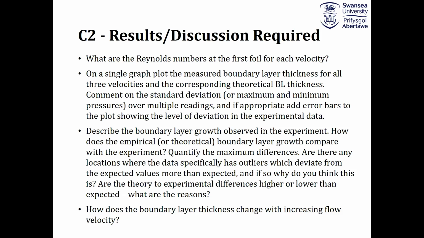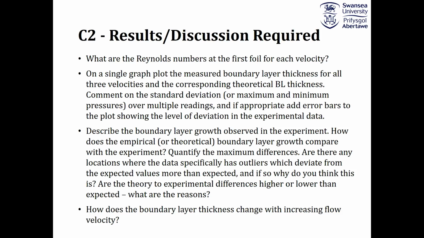Second to last bullet point, describe the boundary layer growth observed in the experiment. So describe how the growth is, where it transitions, and so on. How does the empirical or theoretical boundary layer growth compare with the experiment? Do they match up quite well? Are they quite widely different? And if so, why is that? Quantify the maximum differences, so in terms of a number or a percent, how much are they different? And comment on any points, like I did there, where one of the data points is clearly anomalous or way outside the expected value, and see if you can come up with a reason why that is.